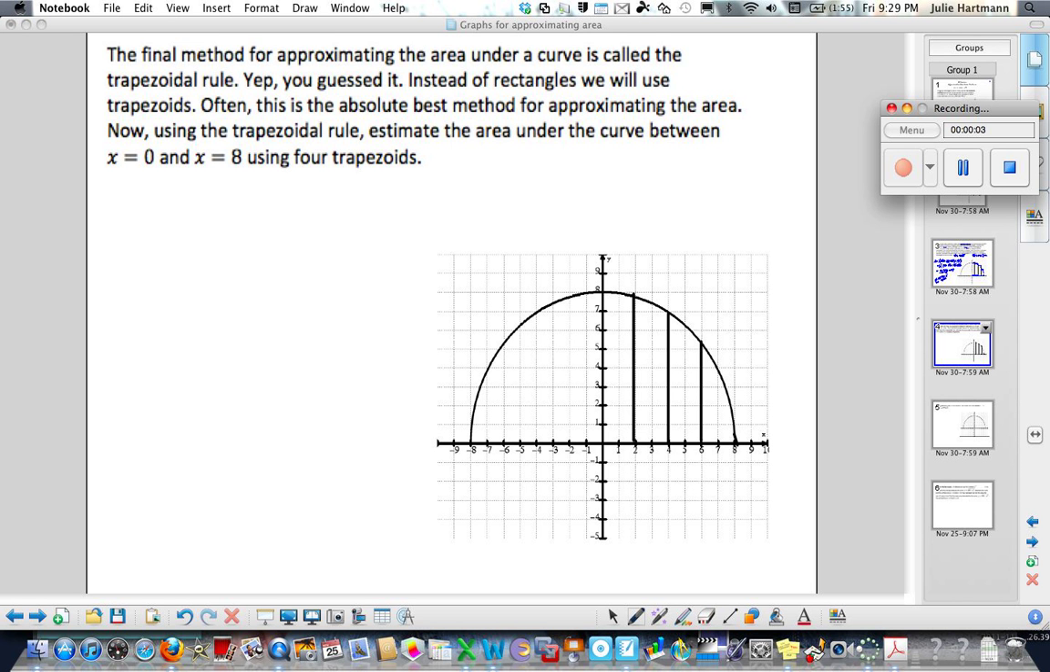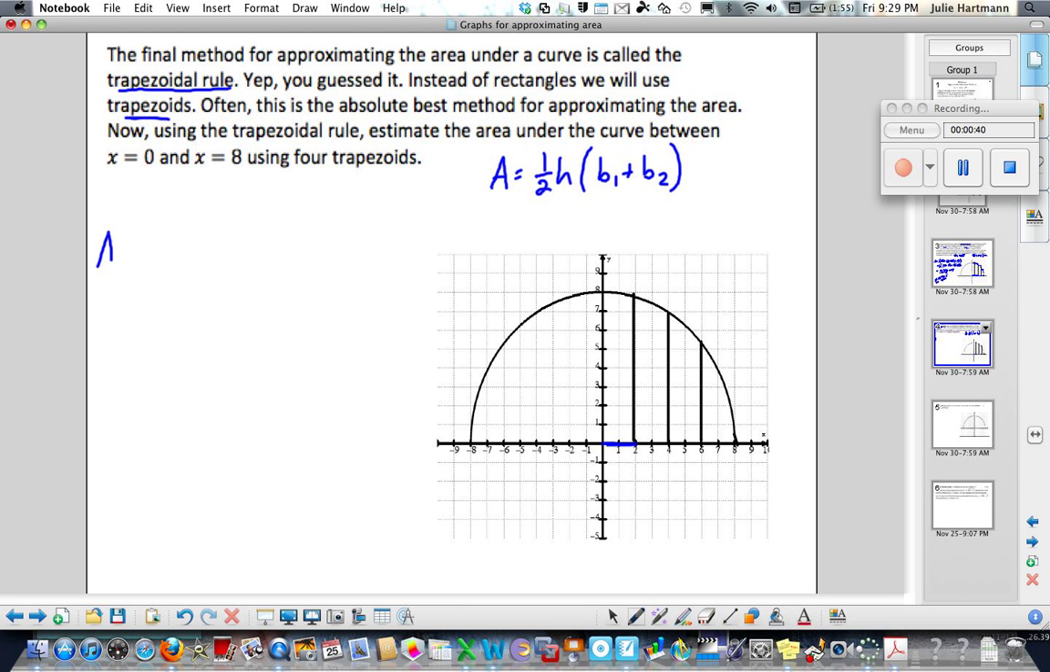Our fourth way for approximating the area under the curve is called the trapezoid rule. Yep, you guessed it. Instead of rectangles, we will be using trapezoids. So one thing you do need to remember is the area formula for a trapezoid: 1/2 times the height times base 1 plus base 2. So in determining this area, our height is now the width that we used for our rectangles. Okay, you're going to look at your height as 2.